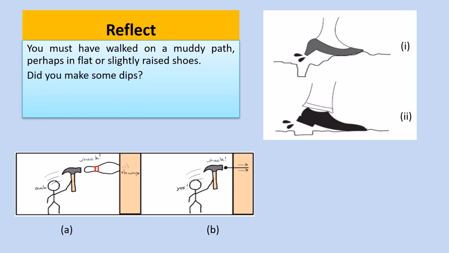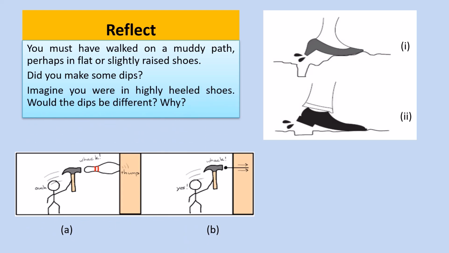But now, if you have ever walked on a muddy path, maybe in flat shoes or slightly raised shoes, you must have noticed that you made some dips. But if you were in highly heeled shoes, as in the first picture, as in this picture, then the dips would perhaps have been deeper. Now, why is that so?